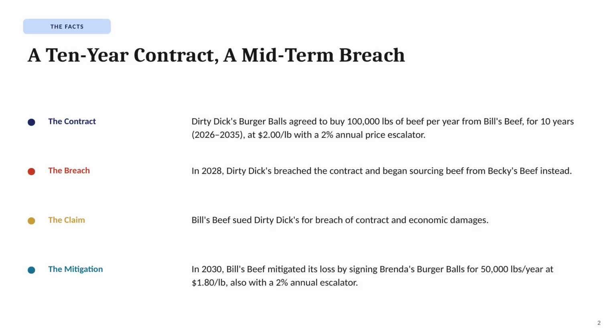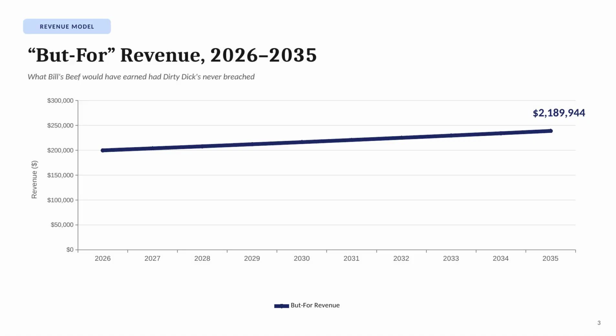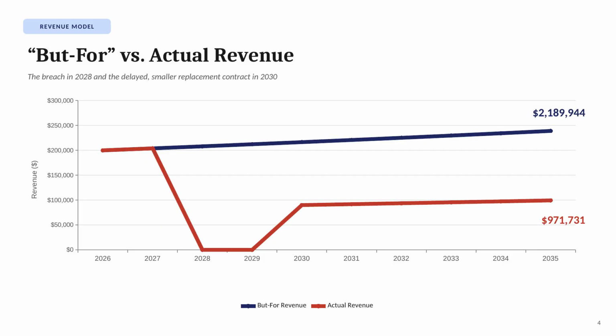escalation. This blue line illustrates the revenue Bill's Beef would have earned but for Dirty Dick's breaching the contract. As indicated on the slide, the total amount of revenue Bill's Beef would have earned but for the breach is $2,189,944. The red line illustrates the revenue Bill's Beef actually earned with mitigation.